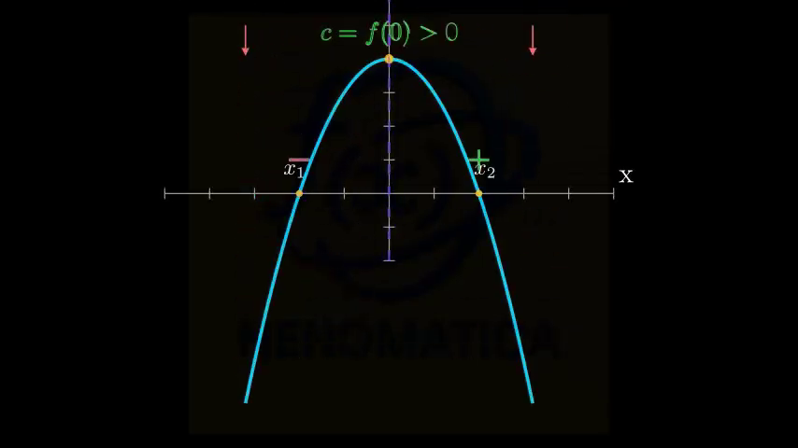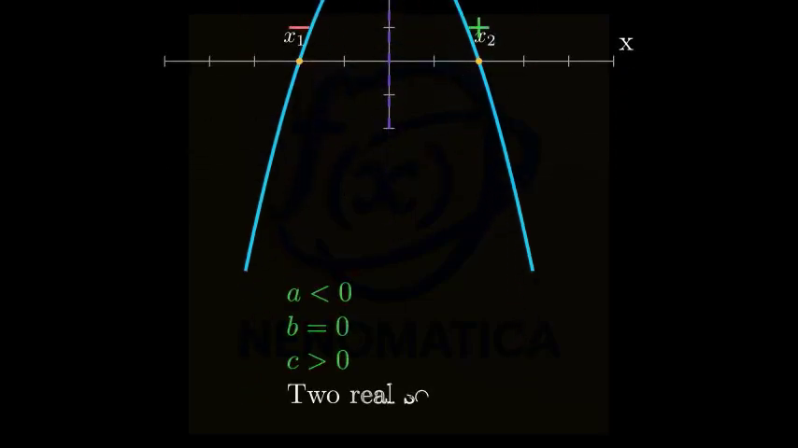Finally, determine the number of real solutions. The graph crosses the x-axis at two distinct points, so there are two real solutions to ax squared plus bx plus c equals 0. We indicate both intersections on the x-axis. Then we summarize all results.